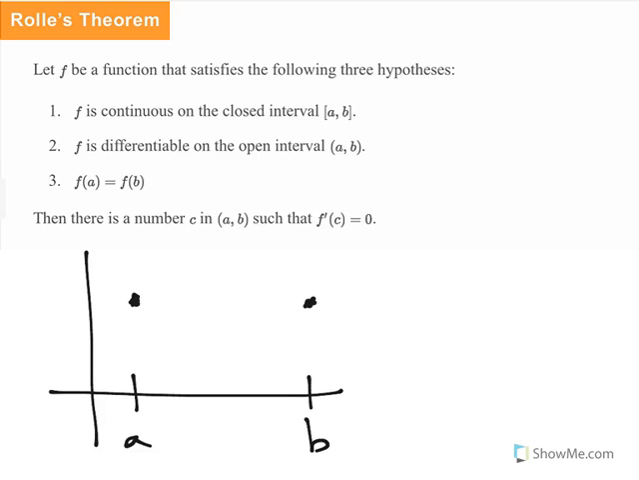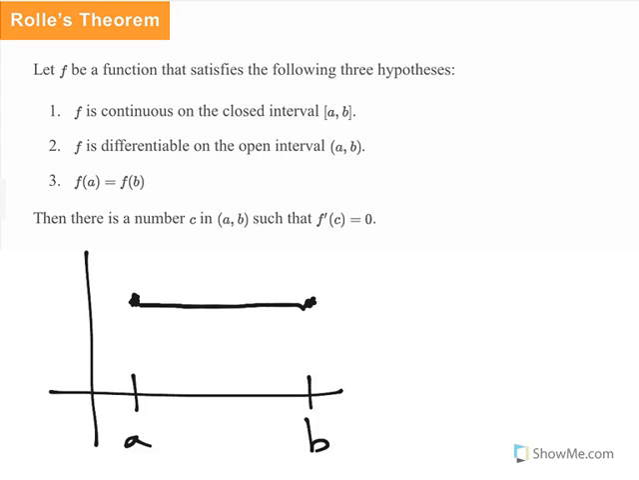Now the function could do a lot of things in between there. You might have your function, this is a very boring example of this case, but the boring situation is, what about if you just have a function that's a straight horizontal line all the way across from a to b? That's not a very interesting example, but it is one we could consider.